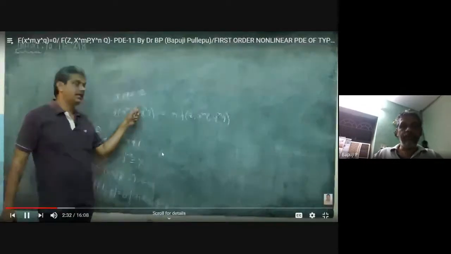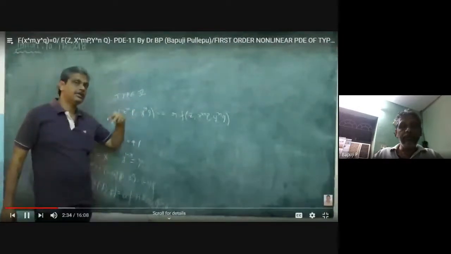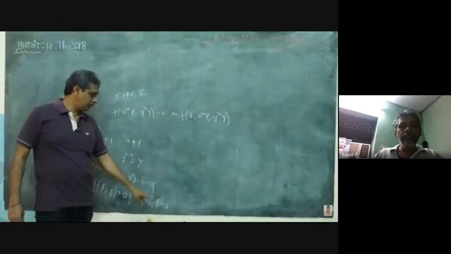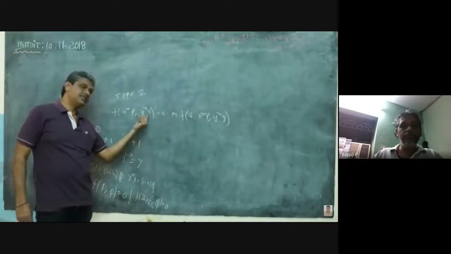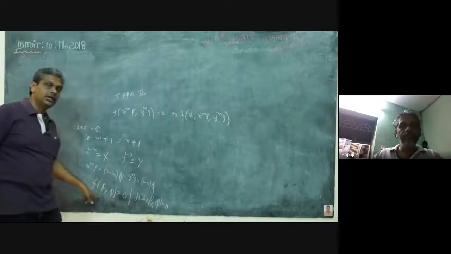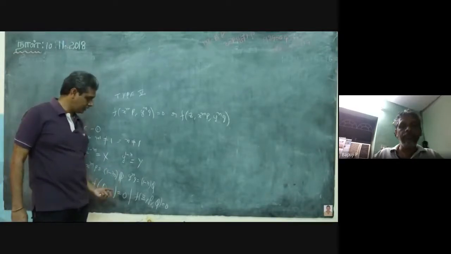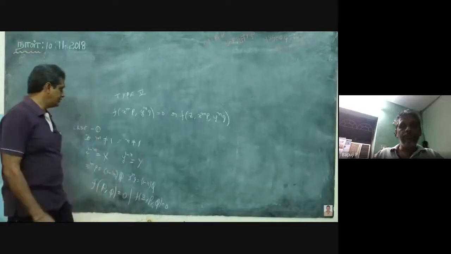My type 5 becomes type 1 or type 3. If z is there, I will become type 3. If z is not there, my shape becomes type 1. Getting it or not? You see how nice we are doing. Next case.